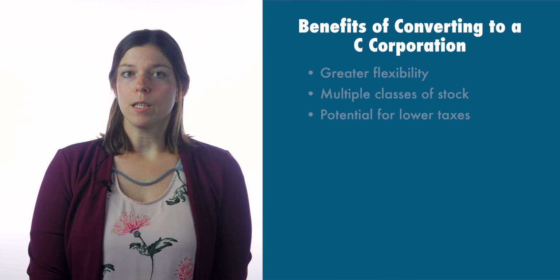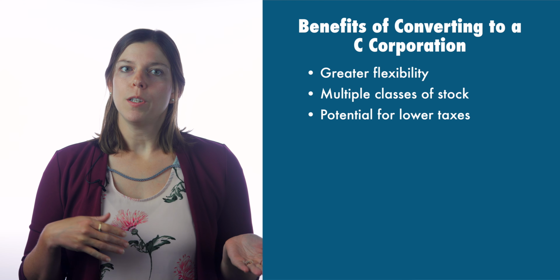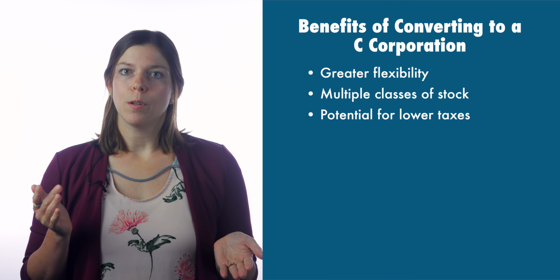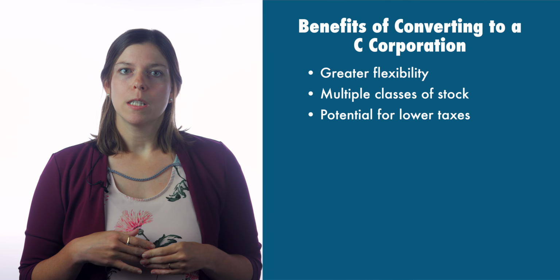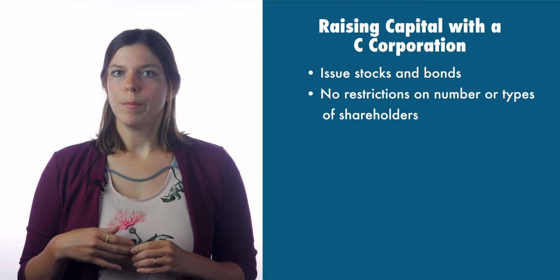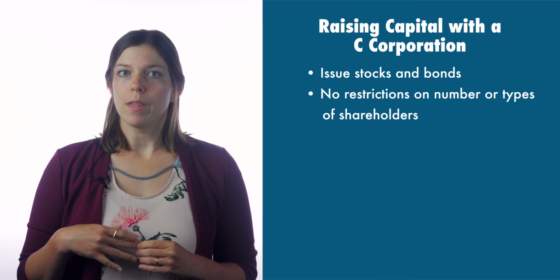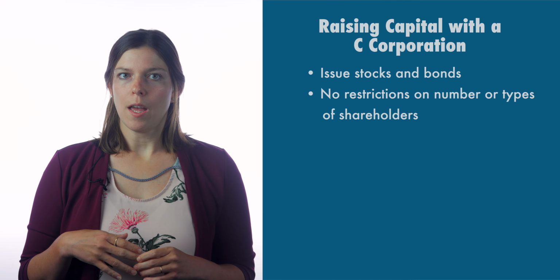Some benefits of converting to a C corporation may include greater flexibility, the ability to issue multiple classes of stock, and the potential for lower taxes. C corporations have more options in raising capital, including the ability to issue stocks and bonds. And unlike S corporations, a C corporation is not restricted by the number nor types of shareholders it can have.